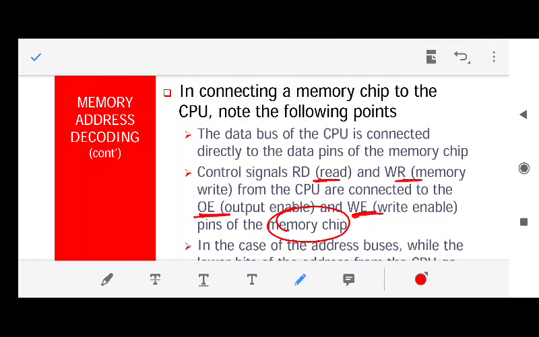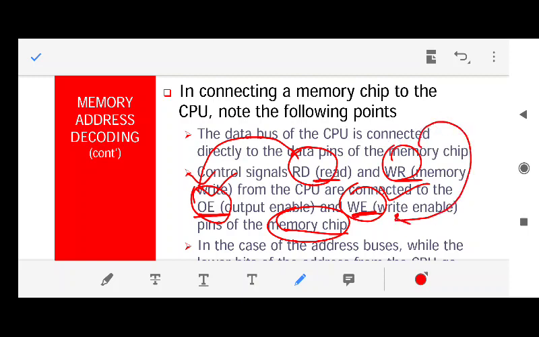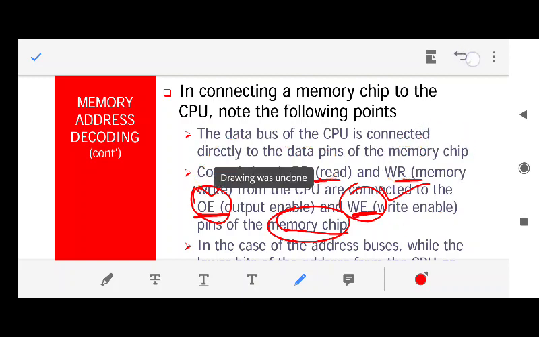On your memory chip you have 2 pins, output enable pin and write enable pin. Fine. So you have to connect your read pin of 8051 to the output enable pin of memory, and the write pin to the write enable pin of your memory. So we'll see this in diagram mode in more detail.